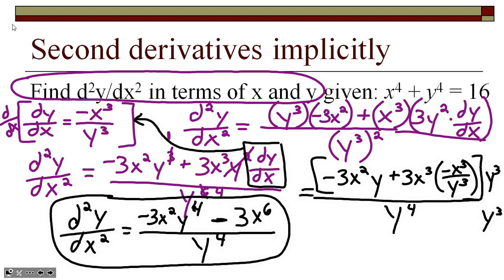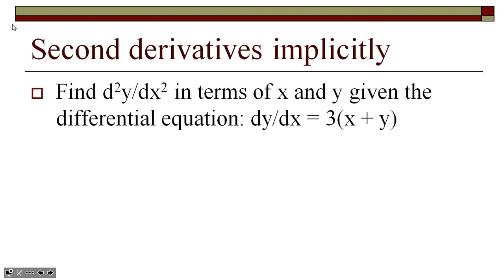All right, so the last example is a little bit easier because they give you dy dx. So for this one, again, they want you to find the second derivative in terms of x and y, but now we're being given the first derivative. So we don't have to do all that work to find dy dx because dy dx is given. So we just want to take the derivative of this with respect to x. But it has to be done implicitly because, again, this function is in terms of x and y.